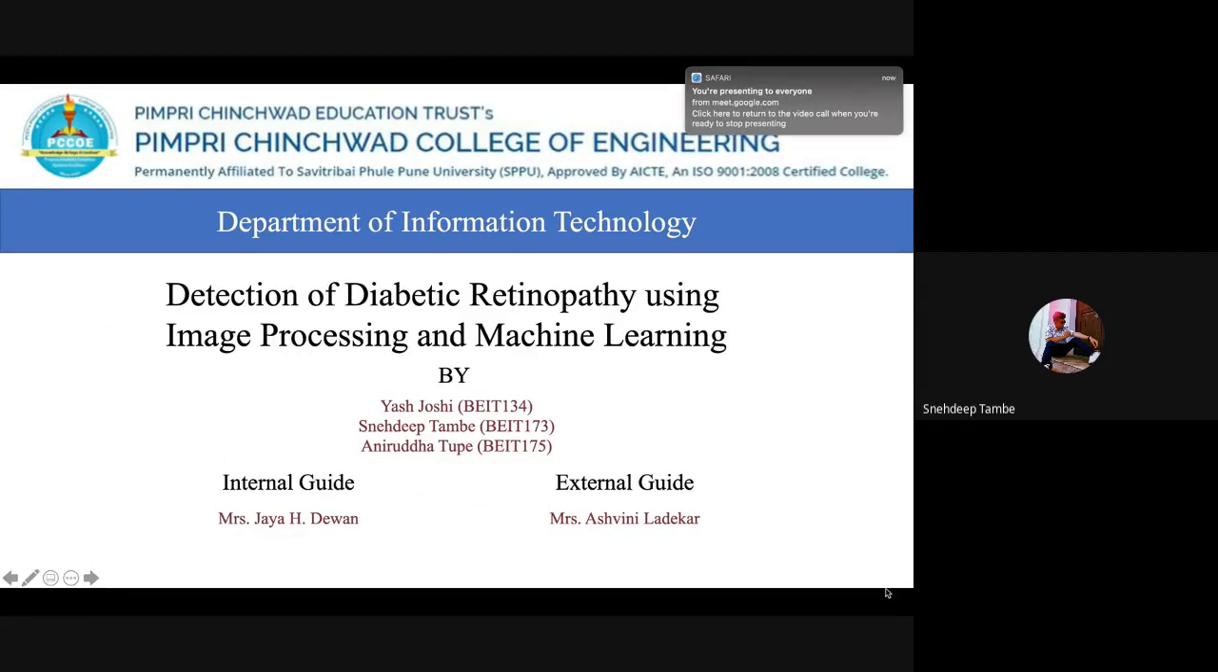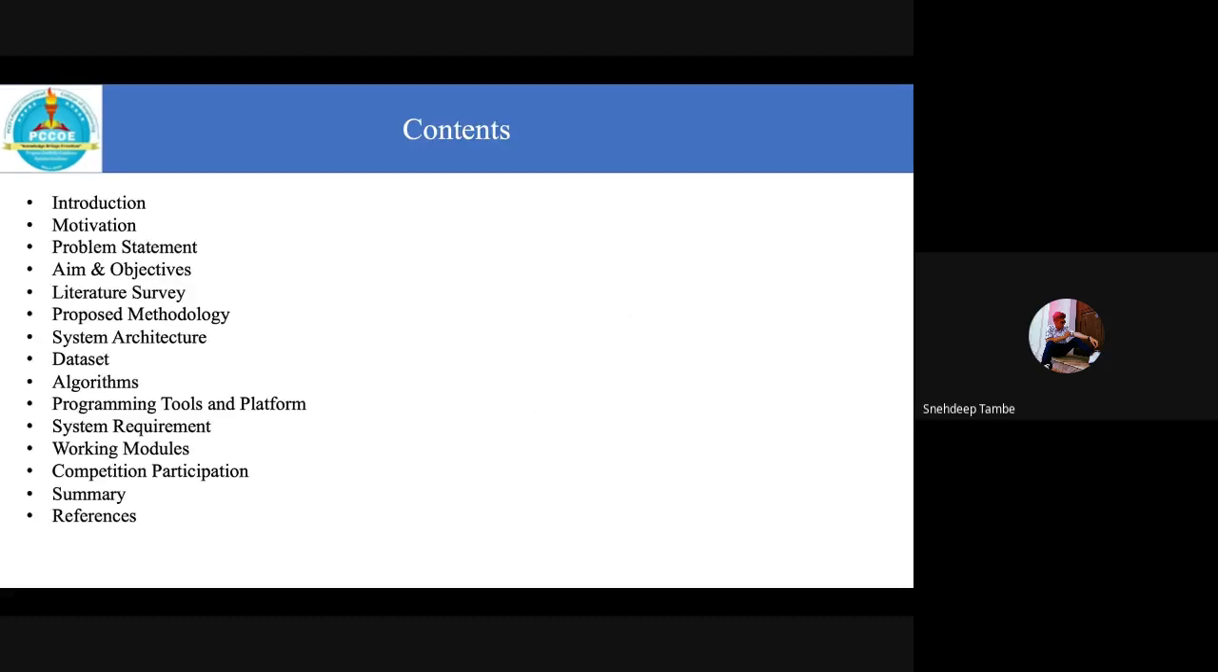Yes, it's visible. Okay, so our project topic is detection of diabetic retinopathy using image processing and machine learning. My project group members are Yash Joshi and Aniruddha Tupe, and our guide is Jayadevan ma'am. So these are the contents of our PPT.